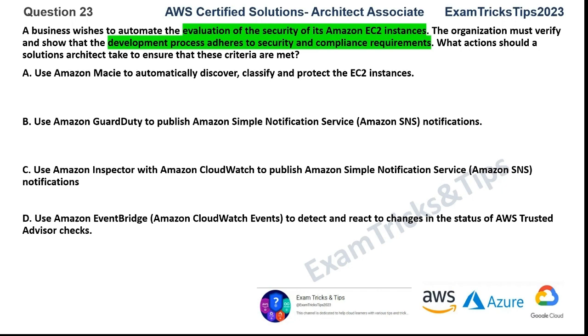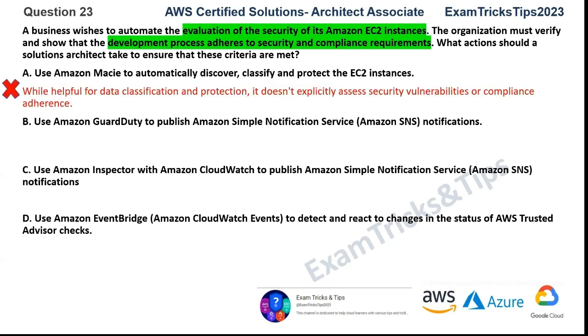The first option says use Amazon Macie to automatically discover, classify and protect EC2 instances. The purpose of Amazon Macie is to identify if you have any personally identifiable data in your system. It is good for data classification and protection, but it's not about assessing security vulnerabilities or compliance adherence. So this is a wrong option.